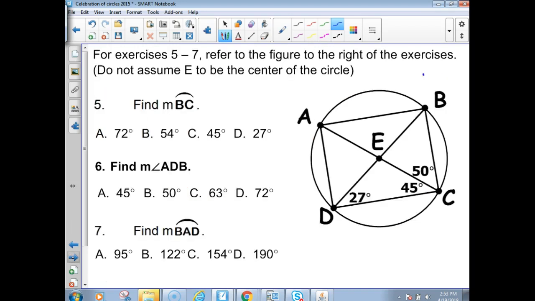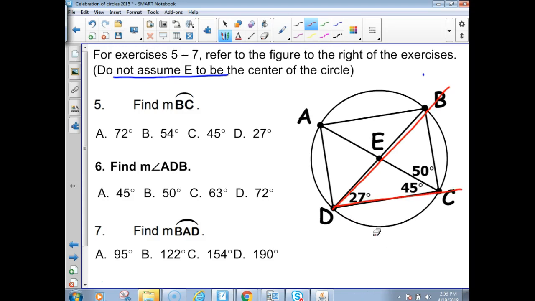Okay, next picture. For exercises 5 through 7, refer to the figure to the right of the exercises. Do not assume E to be the center of a circle. All right, now that's very important, and I really don't like the way this picture looks. I almost wish they wouldn't have a dot where E is, because it looks like it's the center, doesn't it? All right, so we got to ignore that. It looks like it's the center, right? It might not be. I'm just going to look at these inscribed angles and the arcs that they intercept.